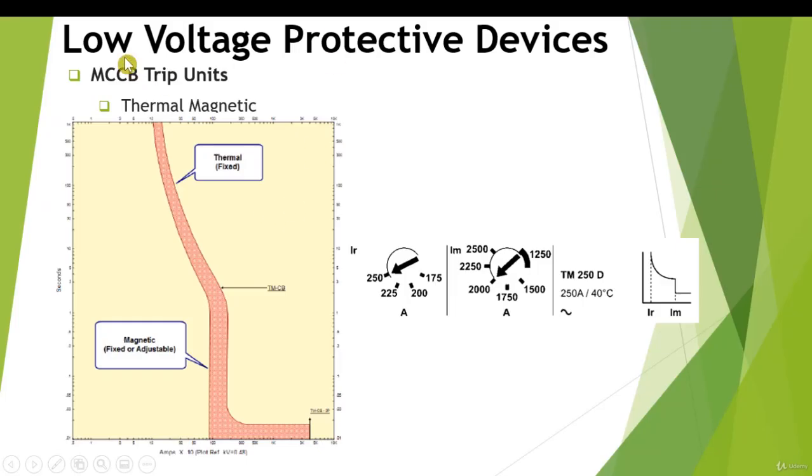So now we'll understand various low voltage protection devices. The first one is MCCB trip units. MCCB will have thermal magnetic trip units. As you can see in this curve, this part is thermal, which is fixed, and this part is called magnetic, which can be either fixed or adjustable. So if you look at the MCCB trip unit, you will find such similar settings available on the front side of this protection device.